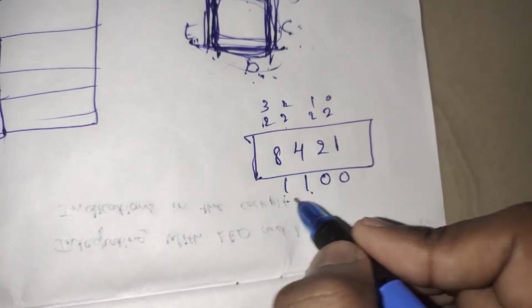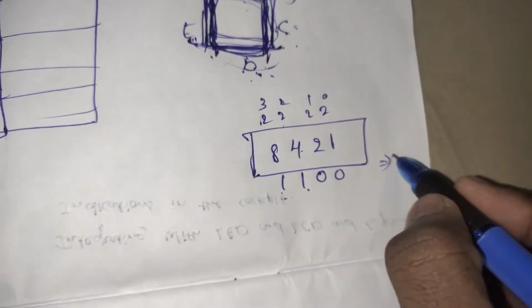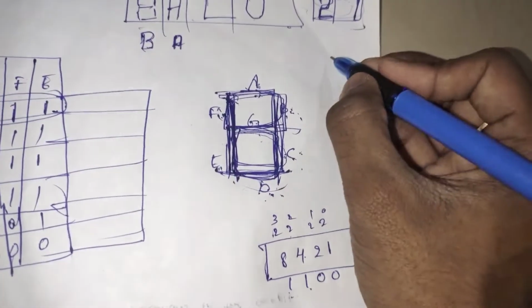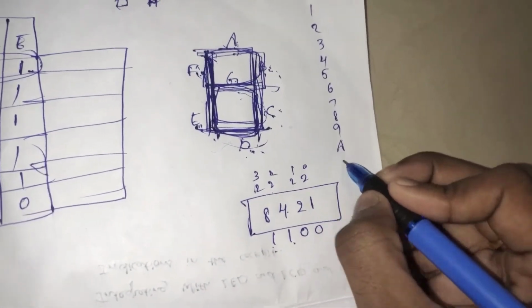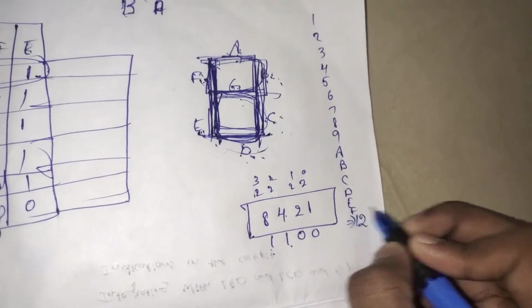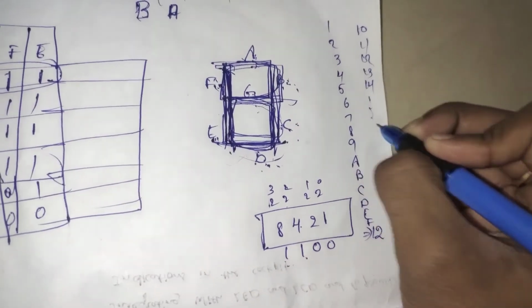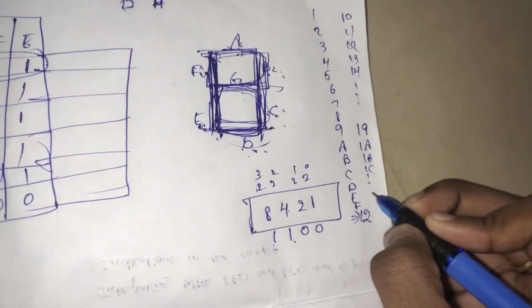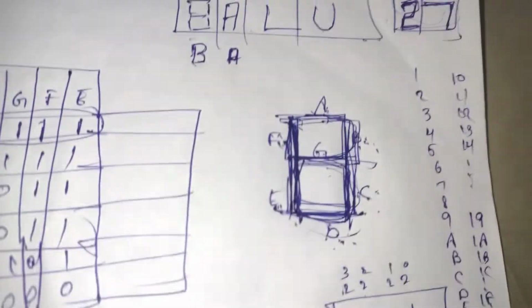Here in this case 1 1, you should add 8 plus 4, so that is nothing but 12. But in case of writing the code, the number system will follow 1, 2, 3, 4, 5, 6, 7, 8, 9. After 9, you will be getting A, B, C, D, E, F. After F, you will be getting 10, 11, 12, 13, 14, and until 19. And then you will be getting 1A, 1B, 1C, until 1F. And then the sequence will be followed like this.